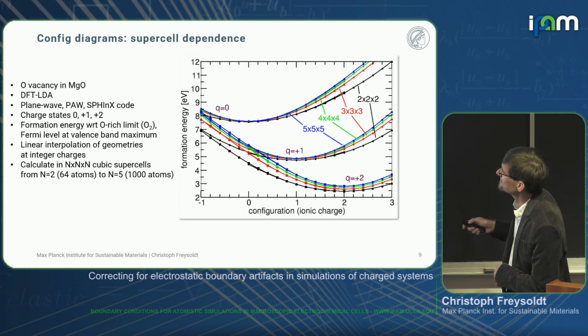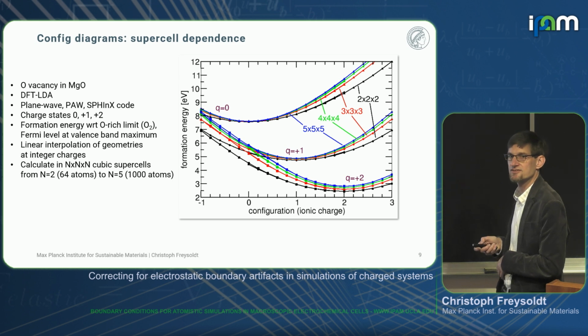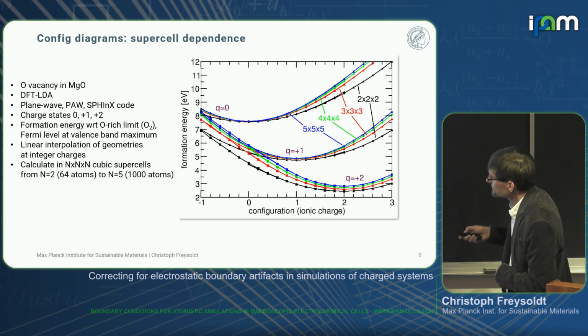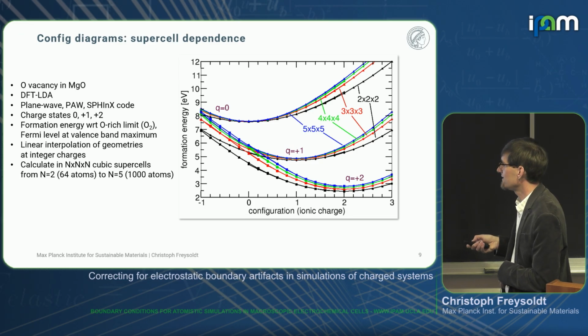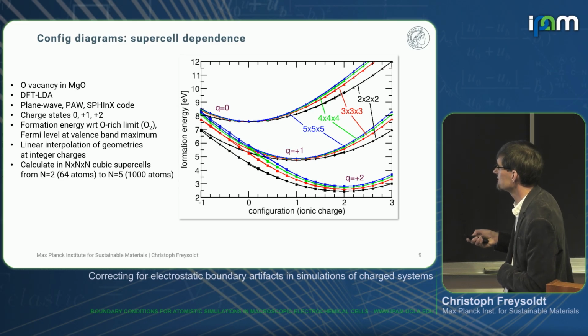You see here different charge states, q equals 0, q equals +1, q equals +2, calculated in different supercell sizes, starting from a 64-atom run that takes less than a minute, to a 5 by 5 by 5 cell with 1,000 atoms that runs for several hours. On the horizontal coordinate, I have a configuration coordinate now labeled with the ionic charge, so that this point here corresponds to the relaxed structure in the +1 charge state. This here corresponds to the relaxed structure in the +2 charge state. In between, we just linearly interpolate. But from +2 to +3, we just extrapolate basically this part here to this regime here.